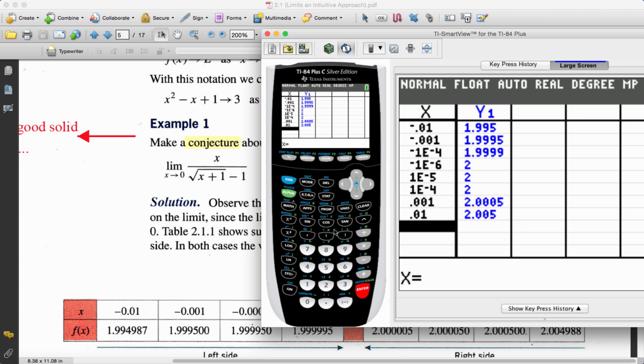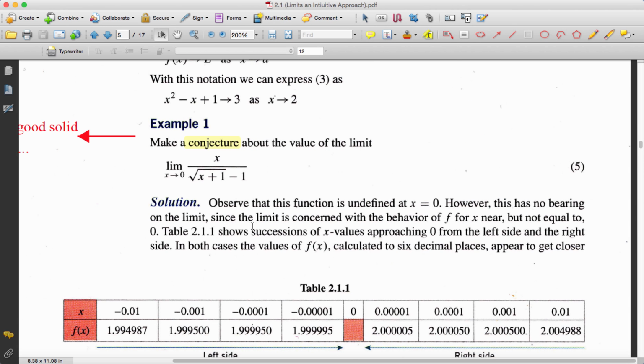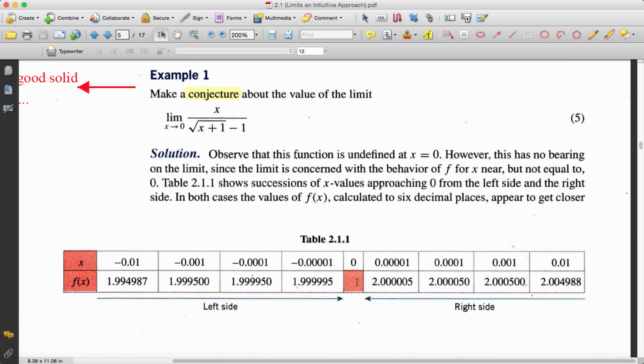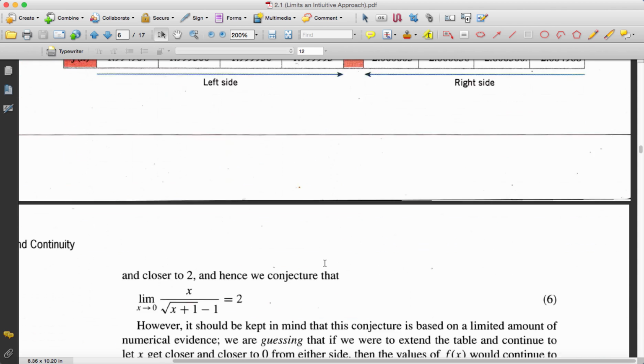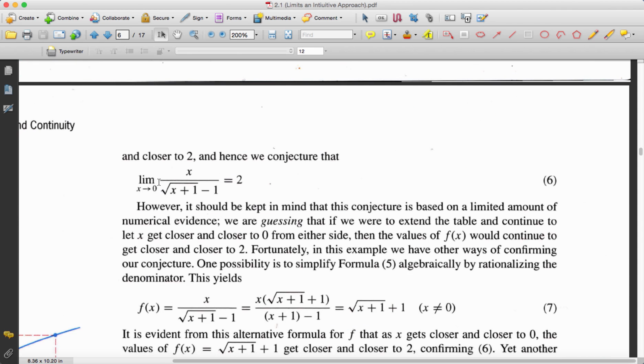So anyways, what's the conjecture? Well, the evidence is telling us that as we approach 0 from both sides, from the left and the right, the function seems to be approaching 2. And so our conjecture is that the value of this limit is 2 as we approach from the left and the right. So we would say the limit as x goes to 0 of x over square root of x plus 1 minus 1 is equal to 2.